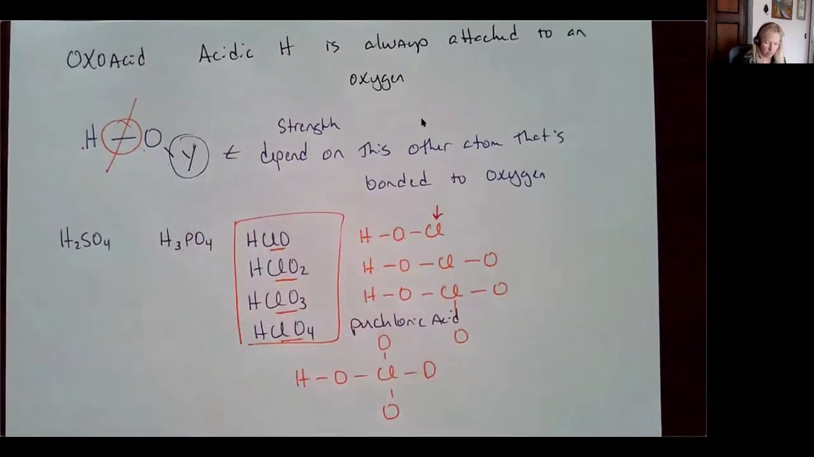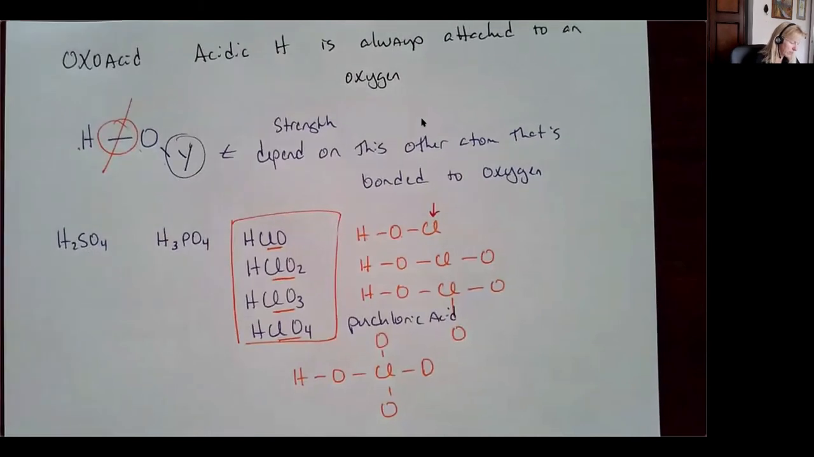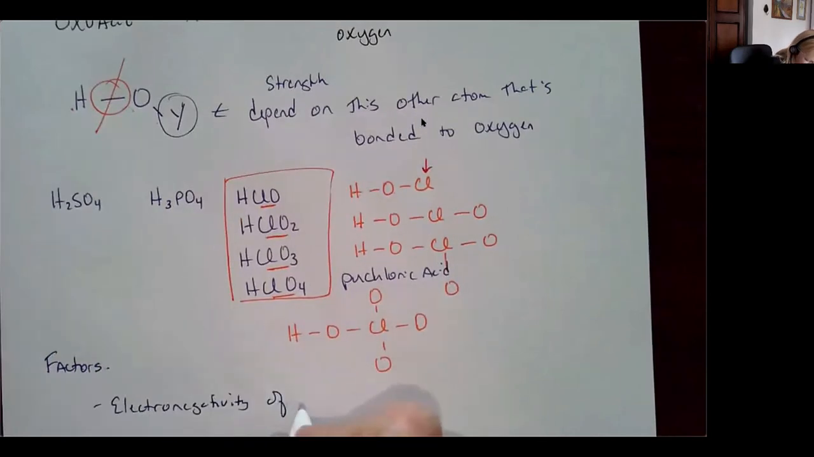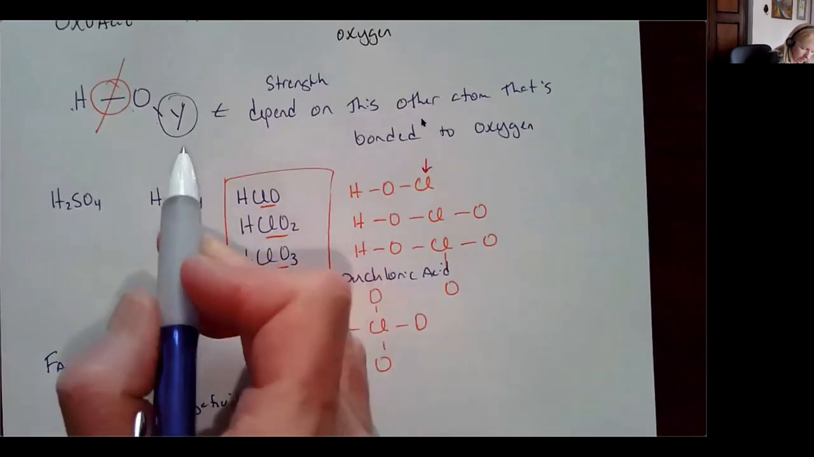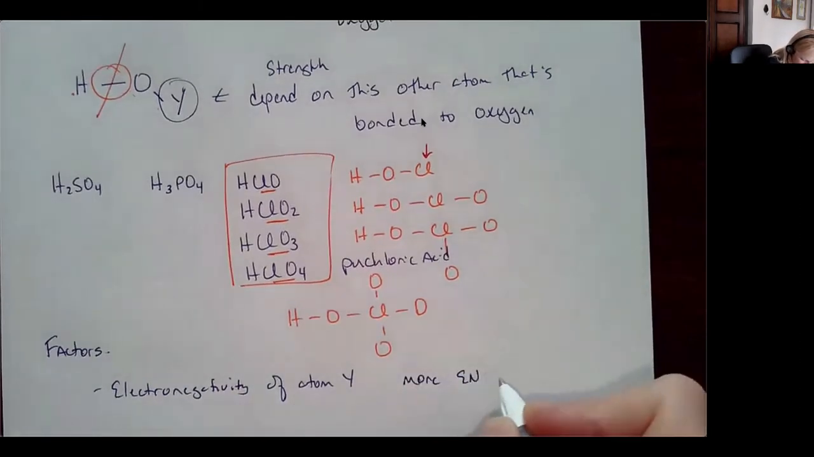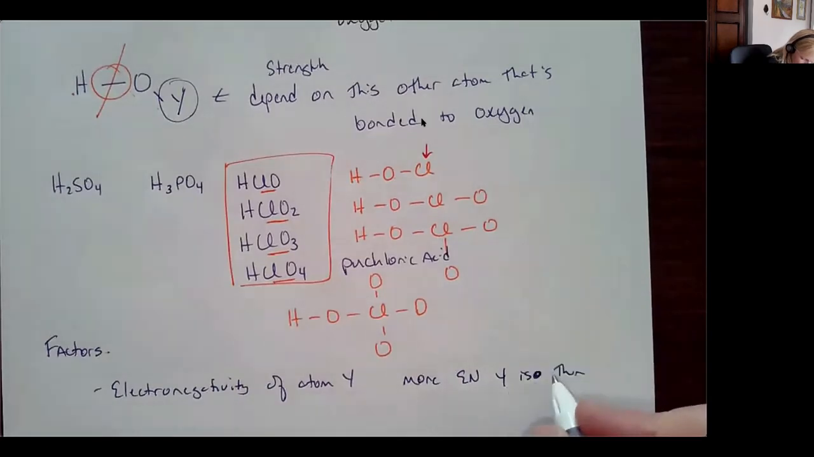So the factors that influence this are going to be the electronegativity, just like before, the electronegativity of atom Y, so this guy. How electronegative is it? Because the more electronegative Y is, then that's going to shift that YO.